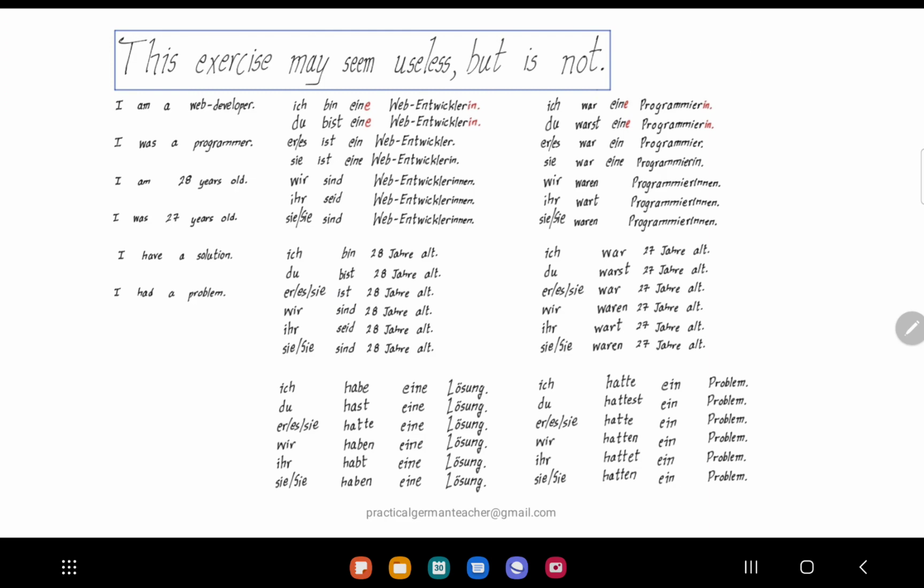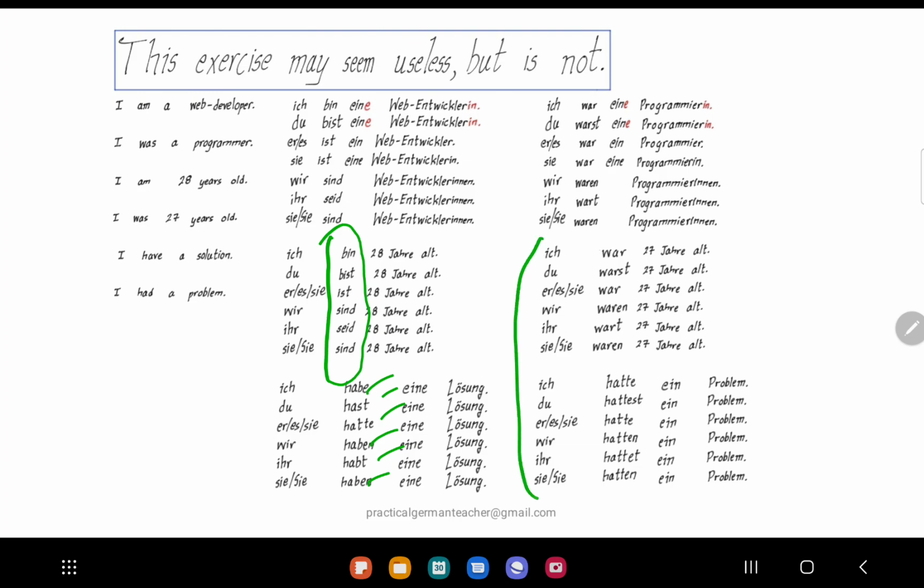The reason we do this exercise is that I want you to just remember this, right? Let's say you're sleeping and I wake you up and I ask you ich, you should say bin. If I ask you du, you should say bist. So I wake you up, you will say ich bin, du bist, sie ist, wir sind, ihr seid, sie sind. And you should also say ich habe, du hast, sie hatte, wir haben, ihr habt, small s, capital S, sie haben. You should just remember this.